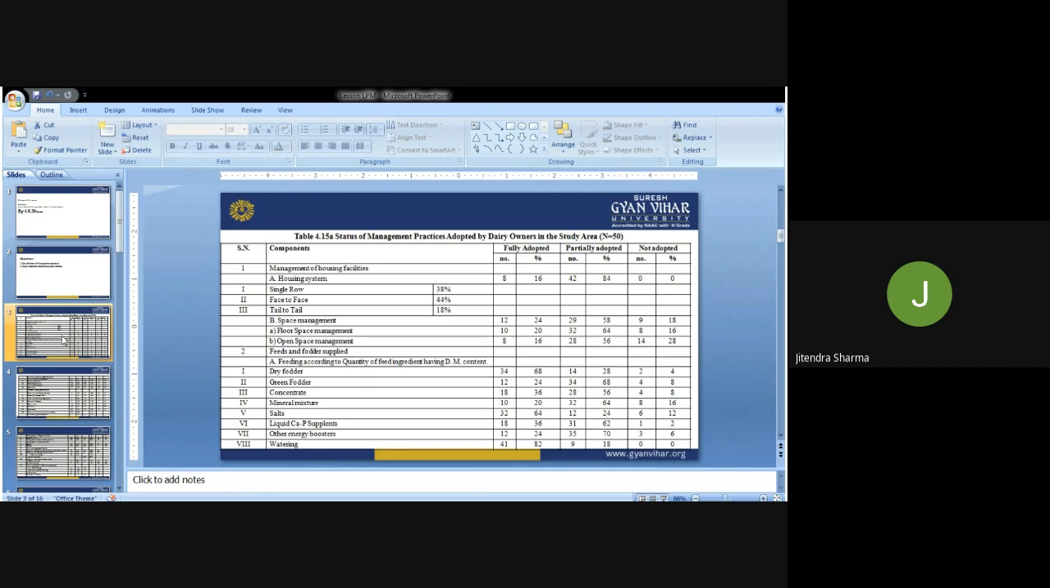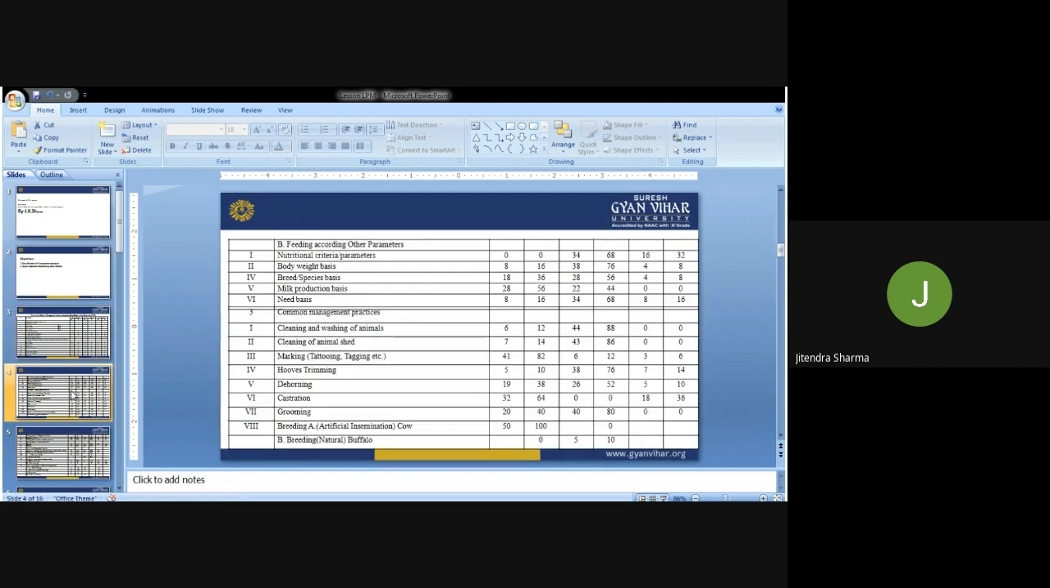Just after calving, they are giving water almost 82%. They are following the management practices which are required. Only 18% are following partially. Otherwise, there is no one who is not following the watering practice as an important practice, because they are aware. They have some information that providing water intake to the animals is very important.